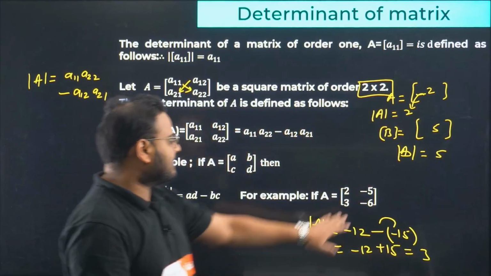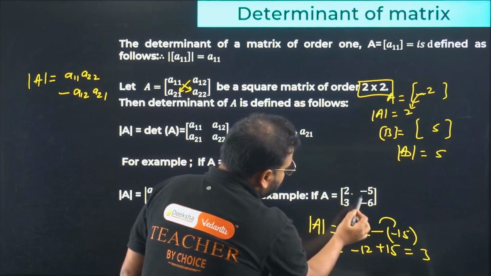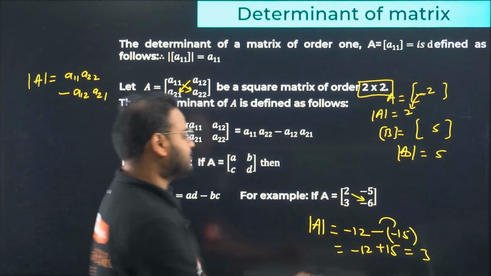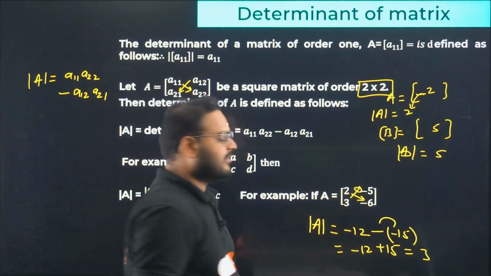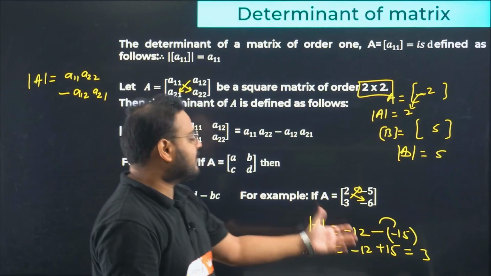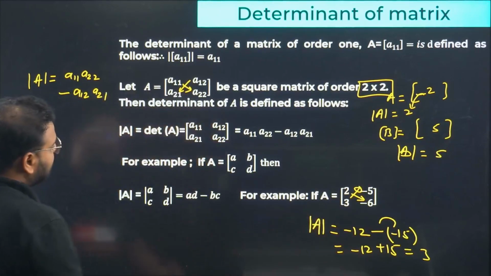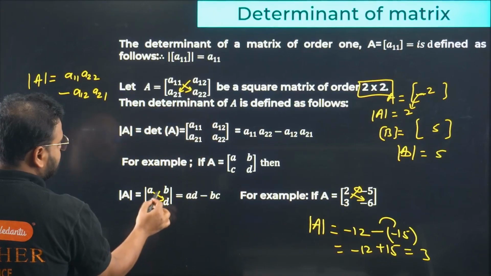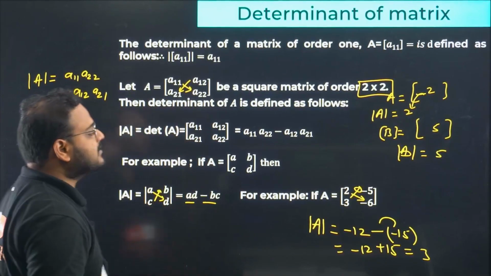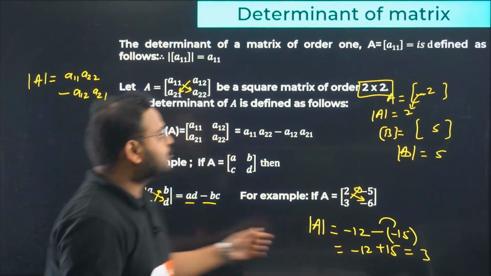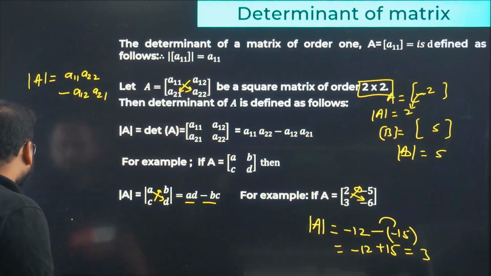So for a given matrix like this, what did we do? We multiplied 2 into minus 6 and 3 into minus 5. The result is 3. Okay, this is what we did. And now the same thing, if I do AD minus BC over here, this is in terms of the variables, and this is with the numbers when they are given. So this is how you find the determinant of a 2 cross 2 matrix.